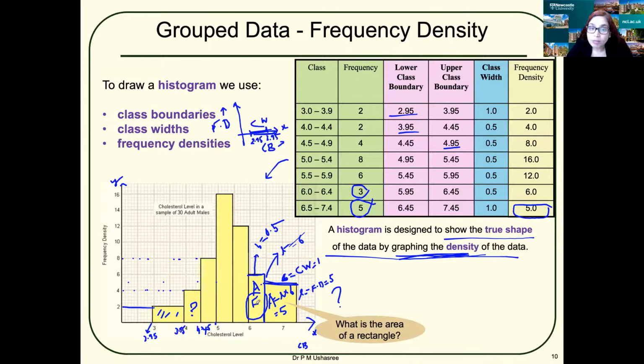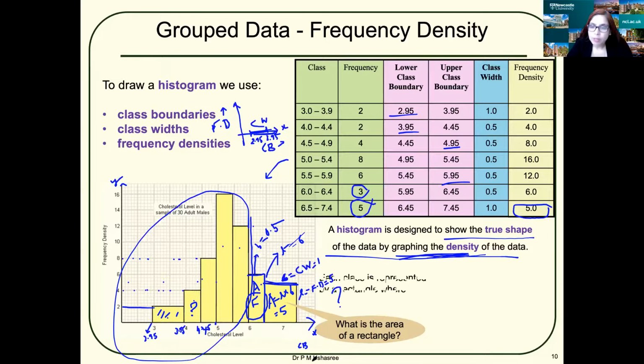If you want to find the area of the whole thing, for example, if you want to say how many data are there below 5.95, then what do you do? You add all the areas. For each histogram bar, you add the areas, and then you'll get the number of data below 5.95.